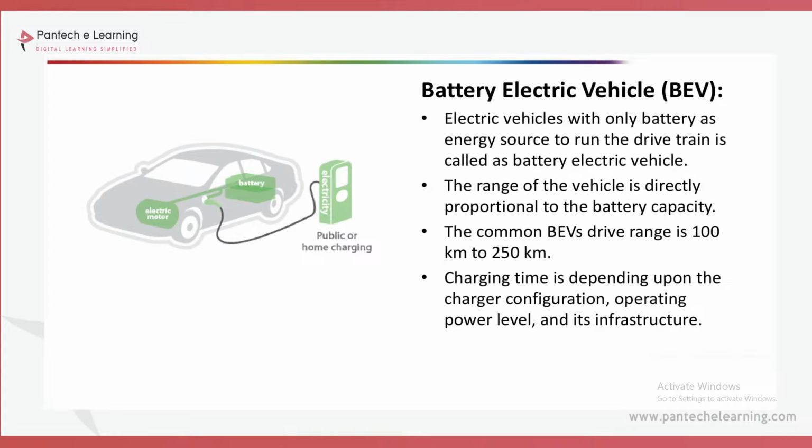Okay, so it's a BEV. The range of the vehicle is directly proportional to the battery capacity. The common BEV drive range is now 300 to 400 kilometers. Nowadays, charging time depends directly upon the operating power level of the infrastructure. So for a BEV, the range and the charging capacity are directly proportional to the battery capacity.